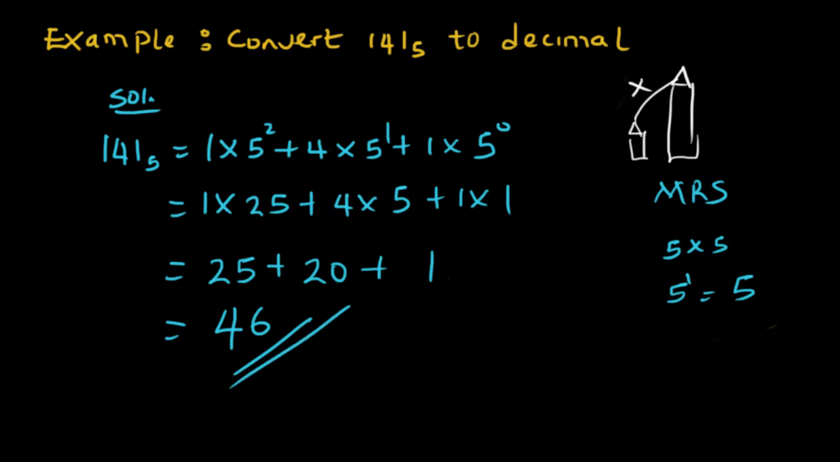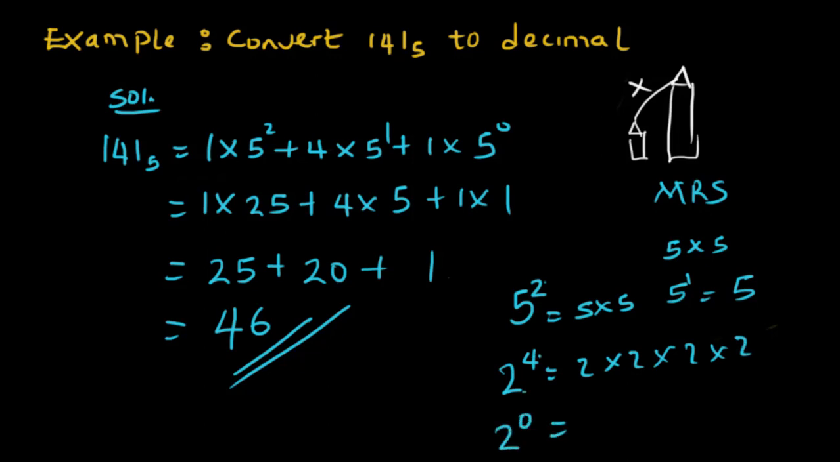So don't forget, when we are converting from other bases to base 10, we multiply because it's like a promotion. Also, don't forget that when you have 5 raised to power 2, it is 5 times 5, not 5 times 2. When you have 2 raised to power 4, it is 2 times 2 times 2 times 2, not 2 times 4. Also, 2 raised to power 0 is 1. In fact, anything raised to power 0 is 1. Then lastly, anything raised to power 1 is that thing, because it's just one of it. I hope you understand.